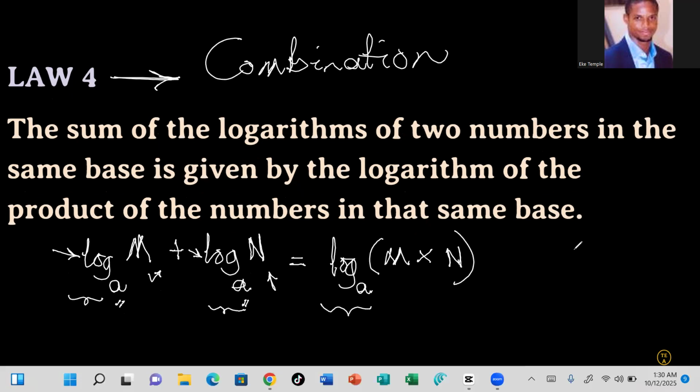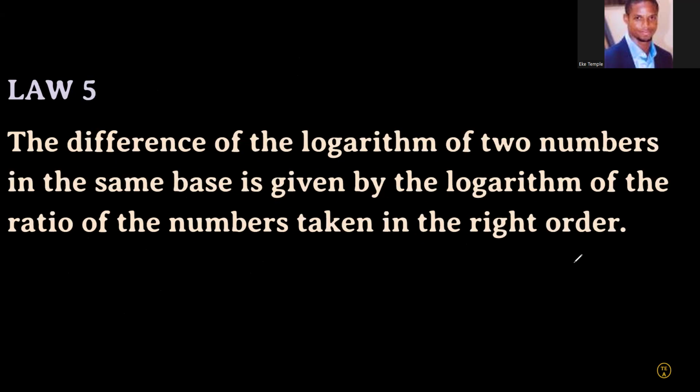Law 5. The difference of the logarithms of two numbers in the same base is given by the logarithm of the ratio of the numbers taken in the right order. This is the second version, of course, of the combination law. Another combination rule. Yes, this is a combination law. How to combine logarithms. So in practical problem solving, we may have the need to combine logarithms.